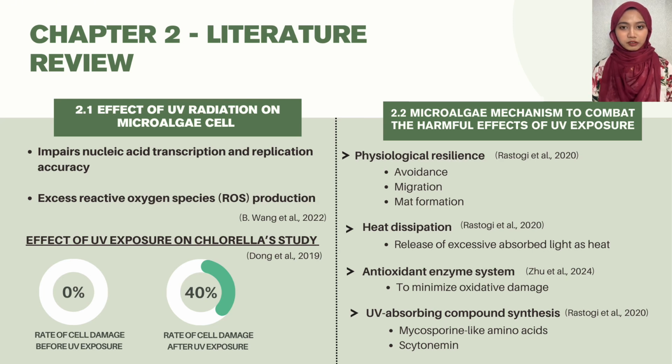Therefore, to cope with UV radiation, microalgae have developed several defense mechanisms. First, they migrate to deeper water to avoid excessive UV exposure. Microalgae also activate non-photochemical quenching, which releases excess light as heat with the help of orange carotenoid protein. To remove the excessive ROS, microalgae use antioxidant enzymes like superoxide dismutase and catalase. Lastly, they produce UV-absorbing compounds like mycosporine-like amino acids and histamine, since these compounds have photoprotective activity.